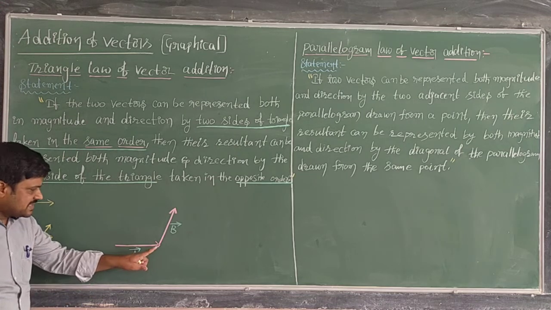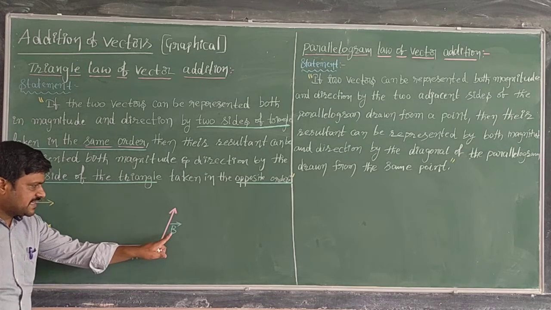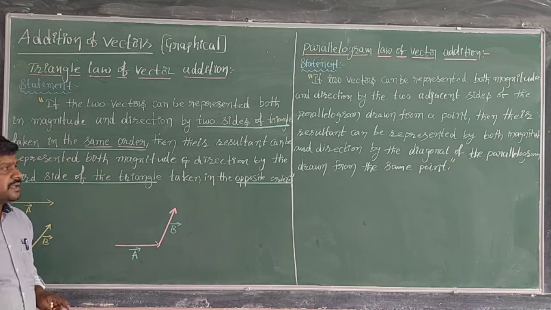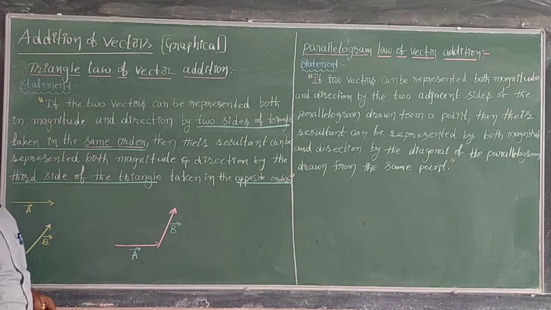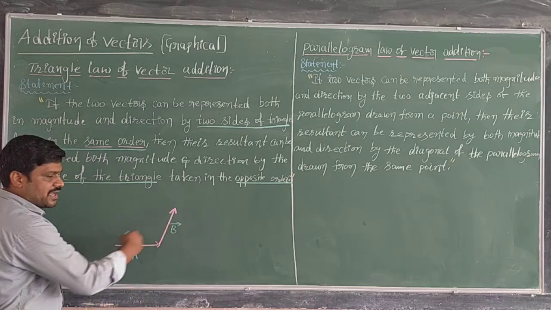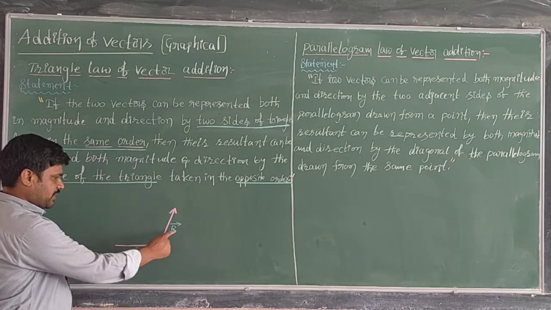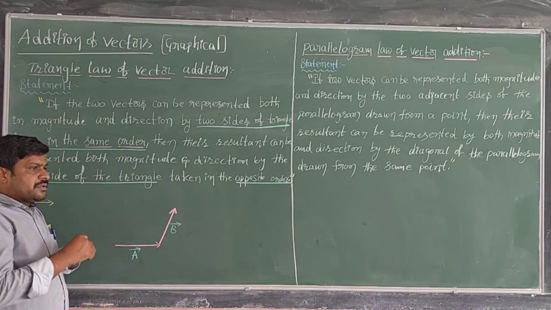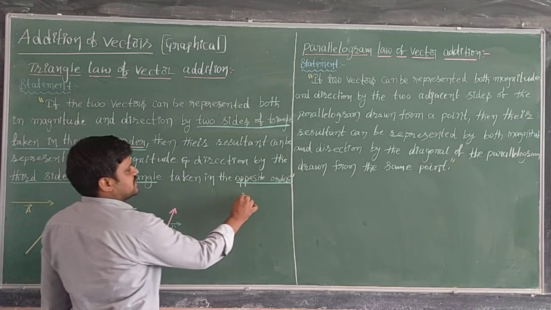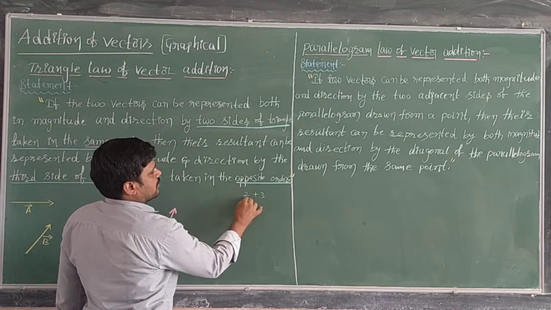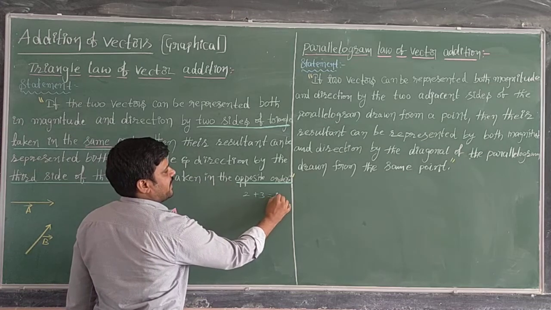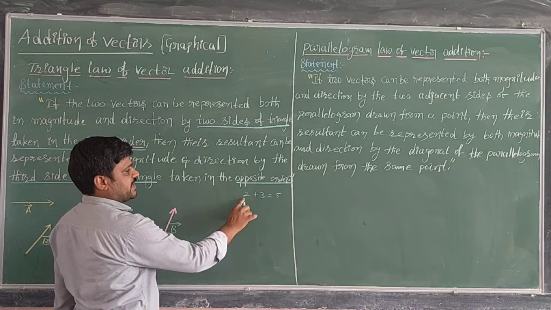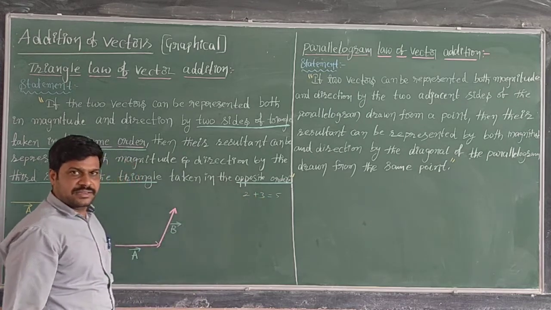Same order means that the tail of the second vector coincides with the head of the first vector. Then the two vectors are arranged in the same order, and then the two vectors are added. B is added with the A vector. Then A and B, the two are added. See, 2 plus 3. 2 plus 3 is equal to how much? 5. If you just consider two vectors A and B, then their resultant is nothing but 5.